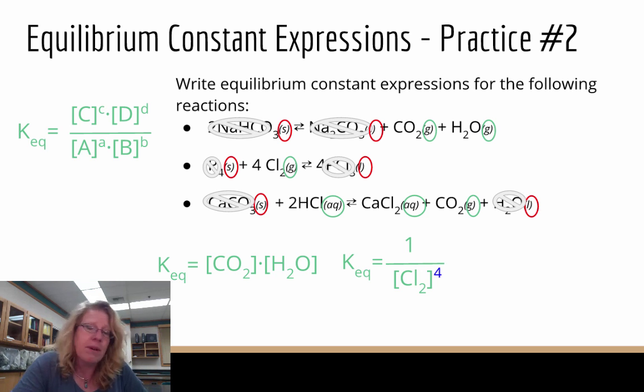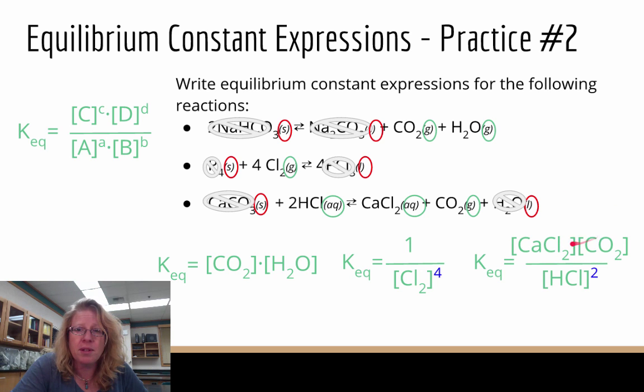Products on the top, reactants on the bottom. So KEQ equals our two products, which are CaCl2 and CO2. They both have coefficients of 1, so we don't need to use any exponents. And on the bottom, we've got our HCl, which is our reactant, and it's squared because we have a 2 as a coefficient in there.